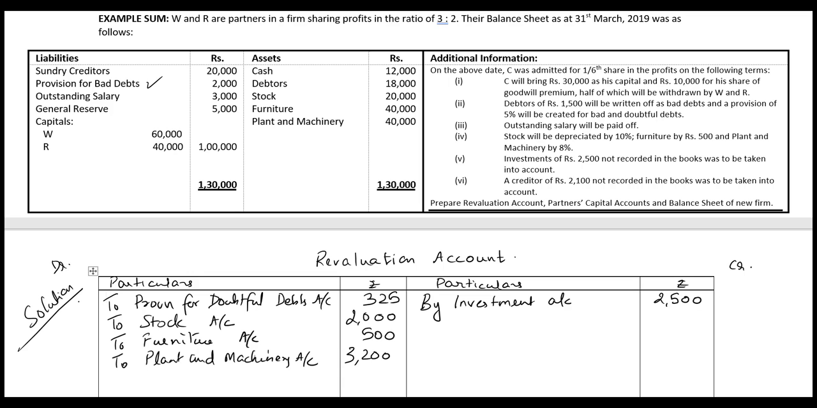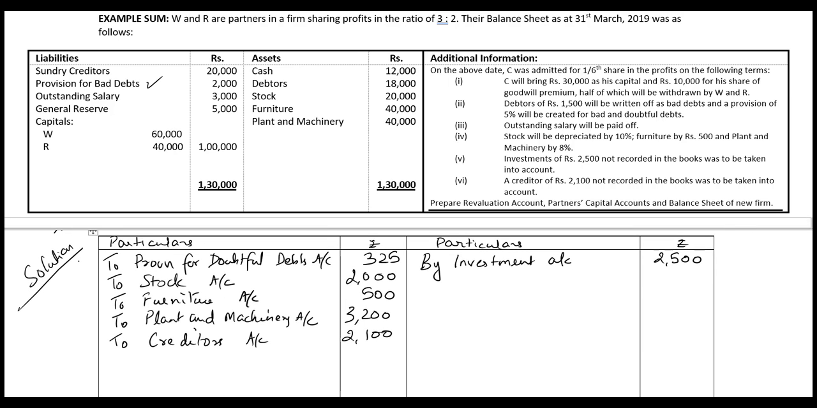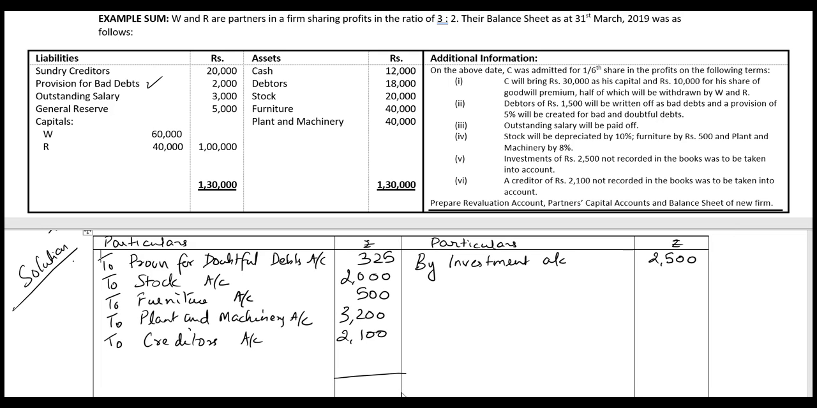And final point, a creditor of rupees 2,100 not recorded in the books was to be taken into account. So we are creating an unrecorded liability, to creditors account rupees 2,100. All the items are completed. Let's check whether we are left with a loss or a gain.